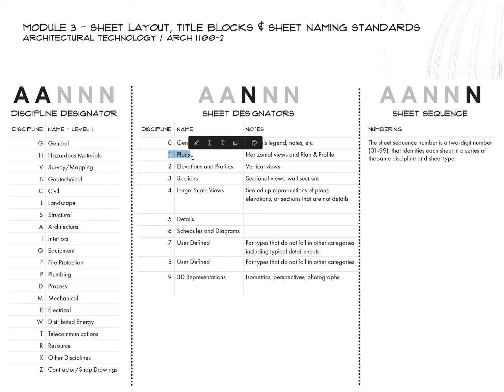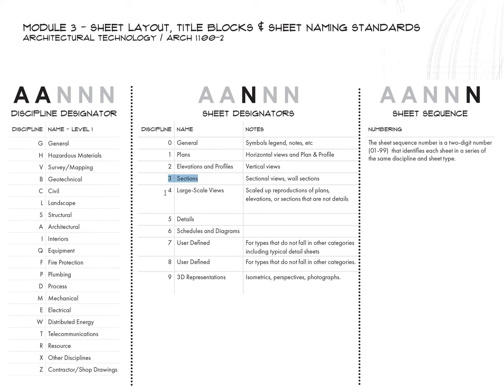Now, the 1 series, those are our plans. So they're horizontal views, plan and profiles. 2s are exterior elevations. So these are vertical views. And exterior is the important thing to remember there. 3 are sections. So section views are something like, if you can imagine, if you're looking at an exterior elevation, and then you cut the building in half and you're looking inside, so you not only see the insides of the room, but the structural components and how the building was put together.